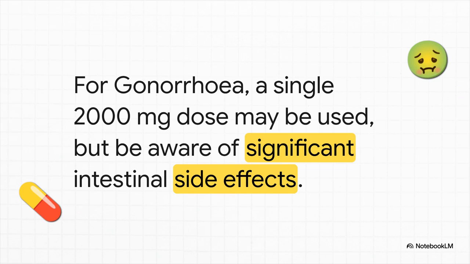Now, let's look at a different bug, say gonorrhea. The whole strategy flips on its head. Here, you might use a single, massive 2,000 milligram dose of azithromycin. But, and this is a big but, you're dealing with a major trade-off. A dose that high comes with a high price in terms of GI side effects, and your patient absolutely needs to be warned about that.